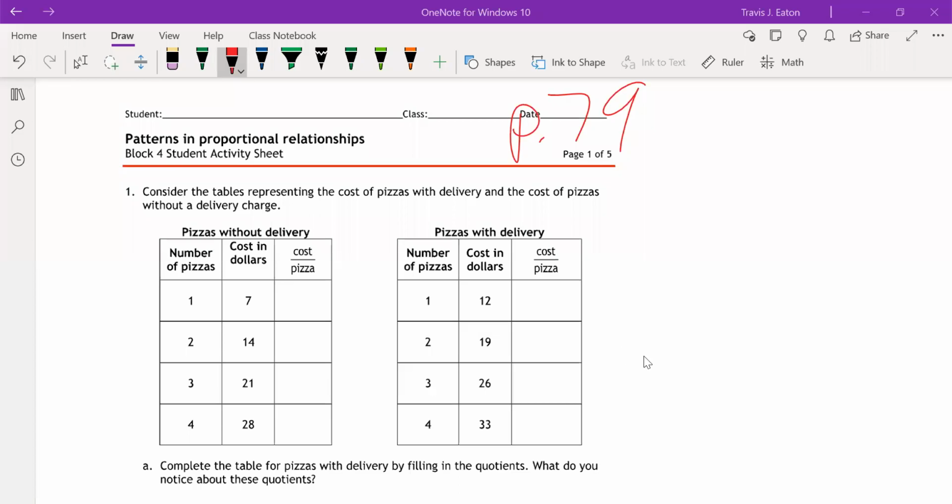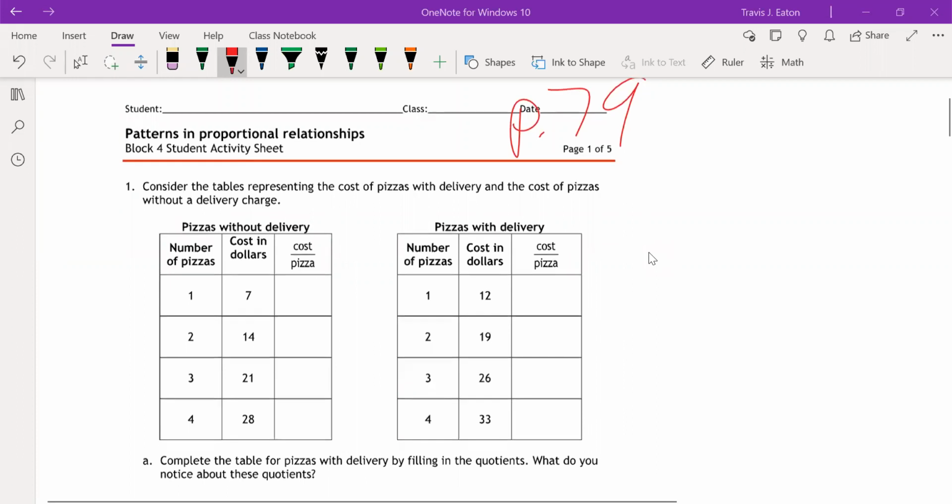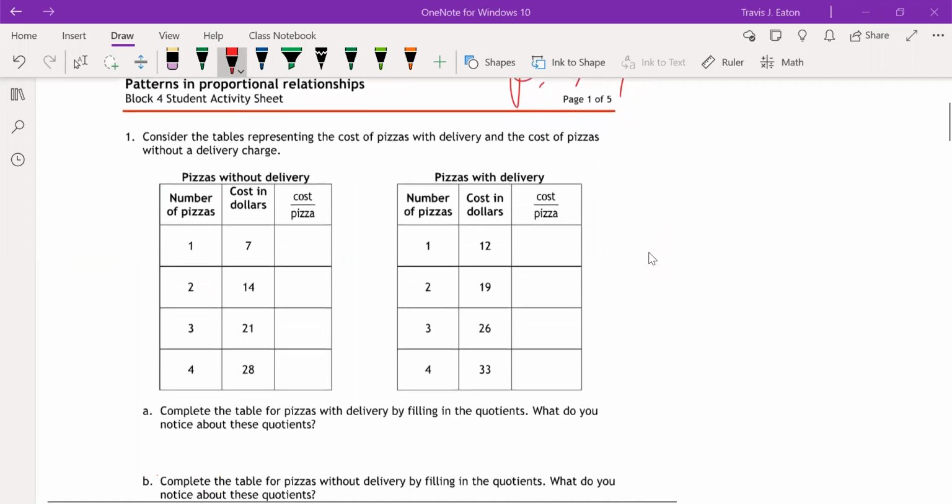We are looking at block 4 of topic 3 and patterns in proportional relationships. And we're continuing to look at what makes a proportional relationship versus a non-proportional relationship. So let's take a look at these two tables here for number 1.